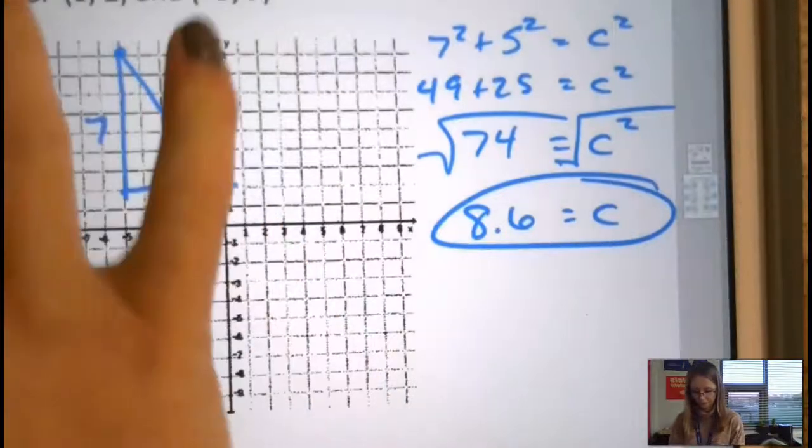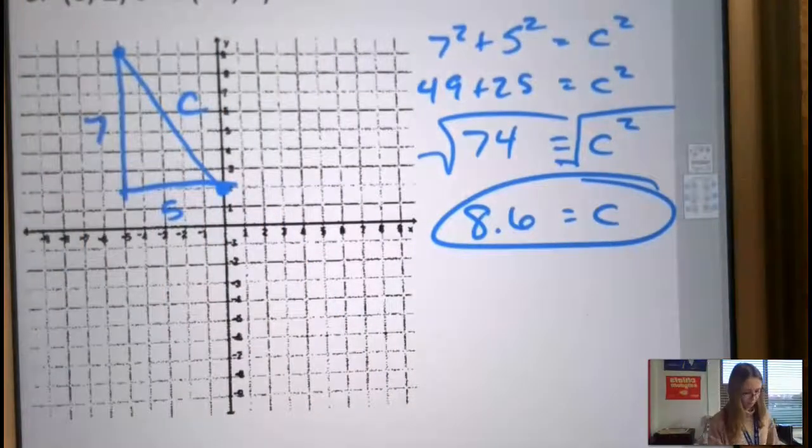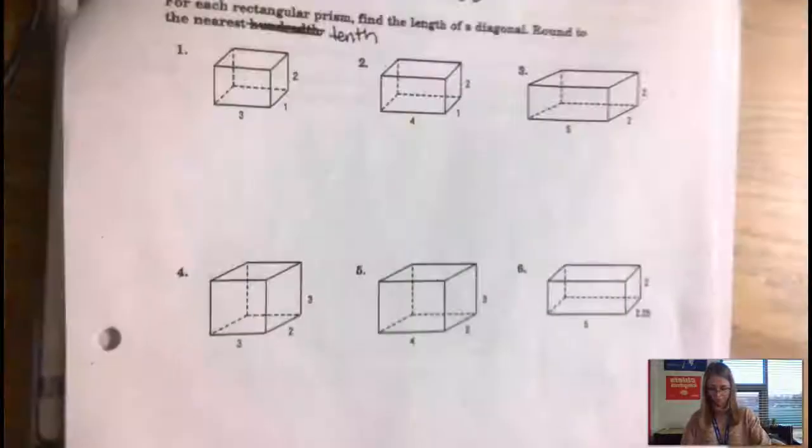Alright, there we go. That is all for today. The homework that you have is this Pythagorean Theorem in 3D and the back page. And make sure you are working on your review.